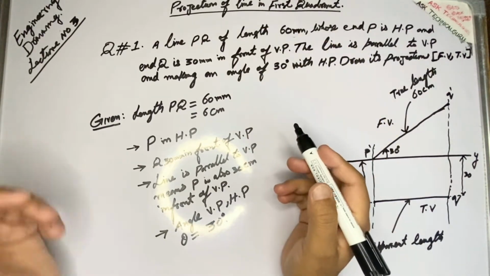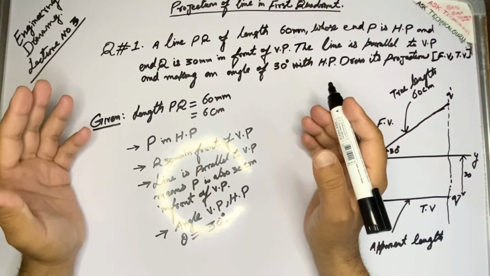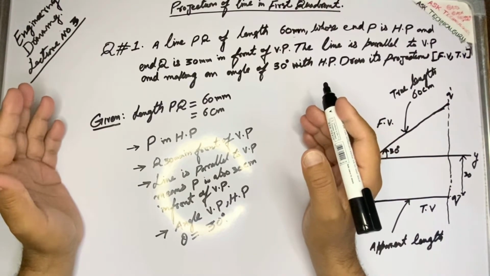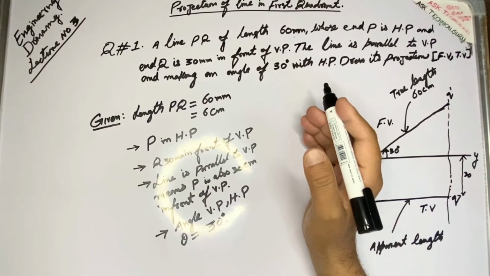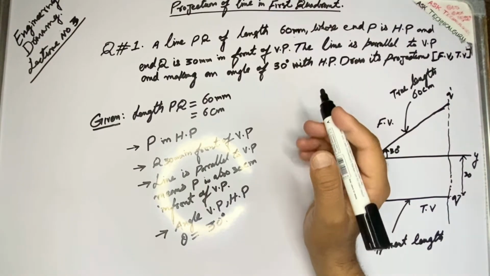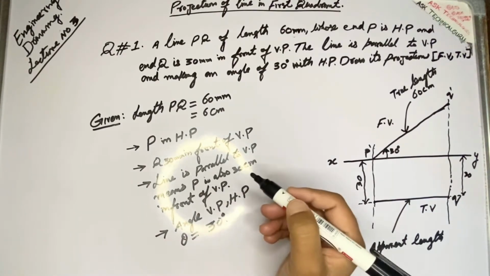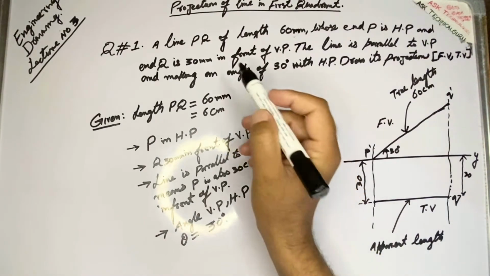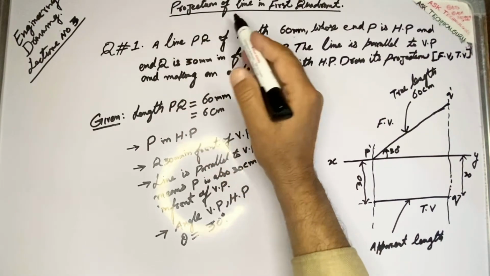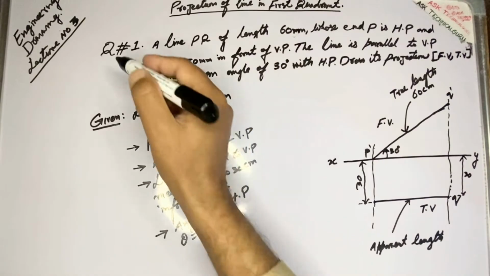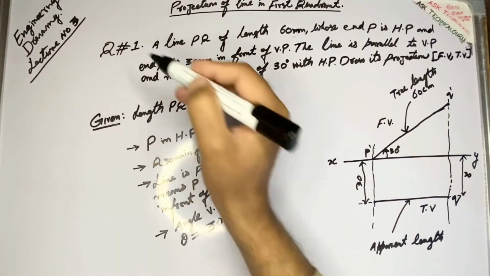Okay, we have discussed the quadrant system in previous lectures. If you have not seen those lectures, you can see them. I will give the link of those videos in the description box. You can see those also. So today's topic is projection of line in first quadrant. Okay, now we will go simply with a question.